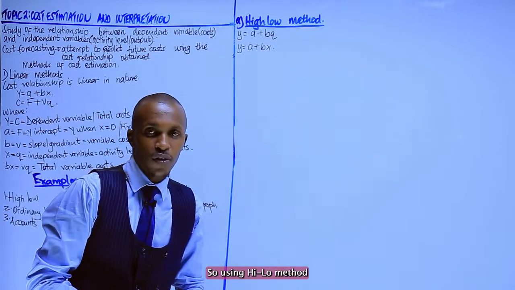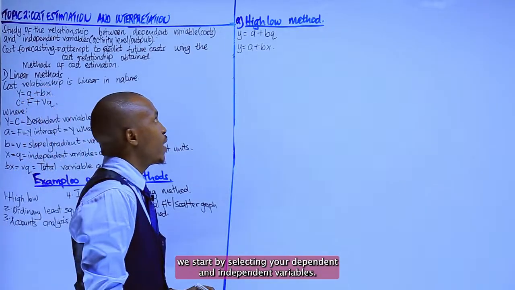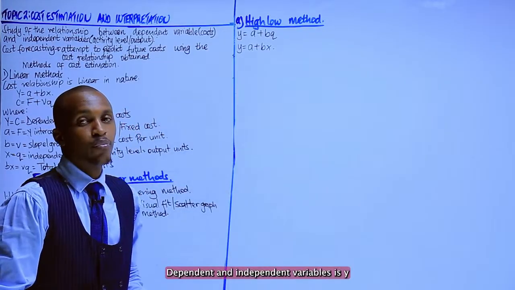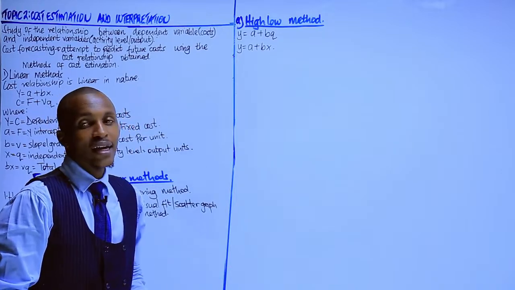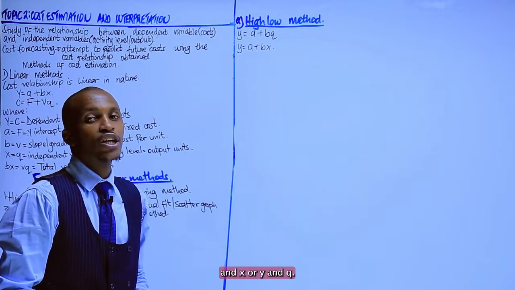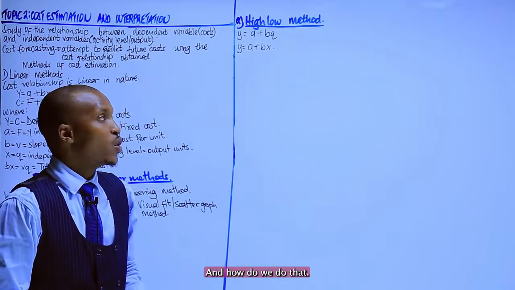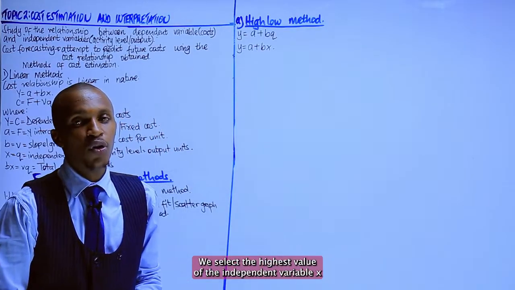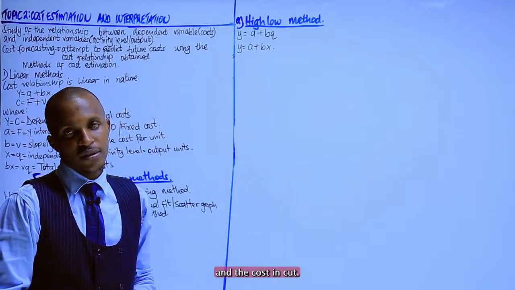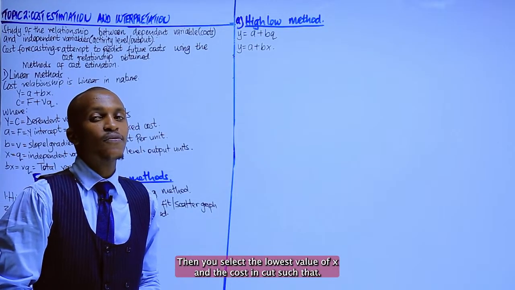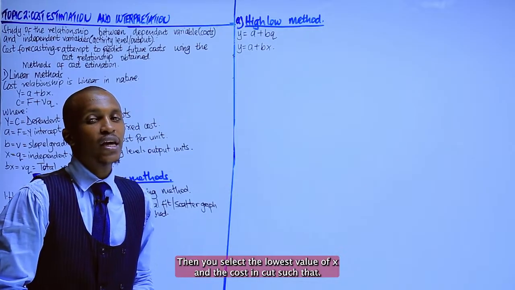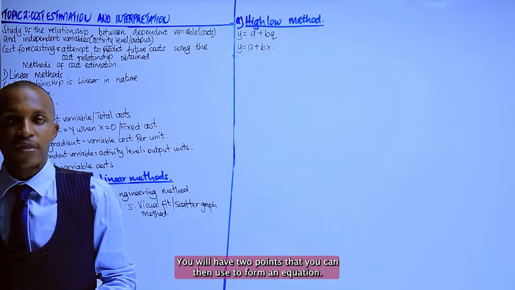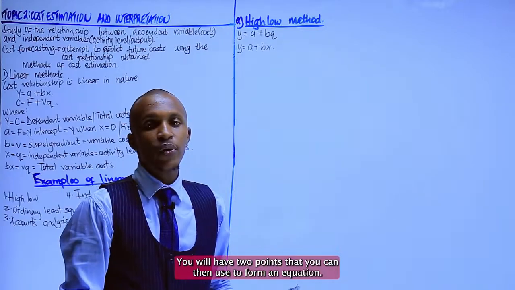So using the high-low method, we start by selecting your dependent and independent variables, y and x, or y and q. And how do we do that? We select the highest value of the independent variable x and the cost incurred. Then you select the lowest value of x and the cost incurred, such that now you will have 2 points that you can then use to form an equation.